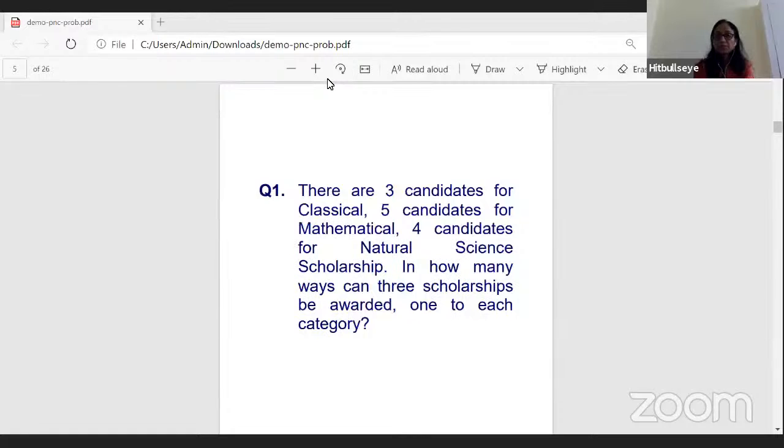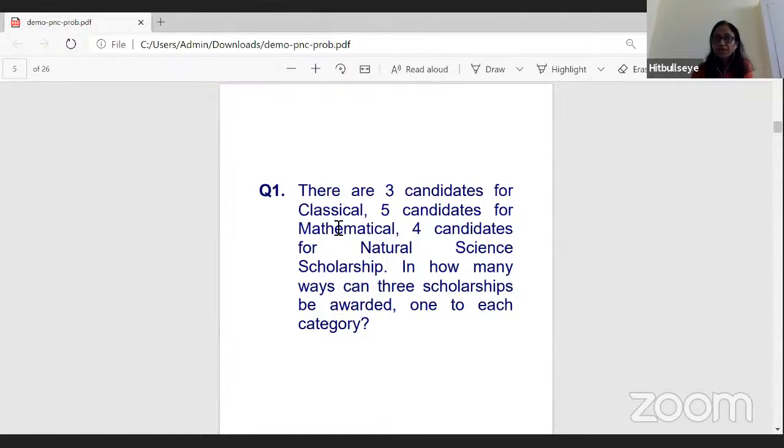Rahul, any answer from you? Okay, so Rahul's answer is also 60. That's perfect. So what is the logic?